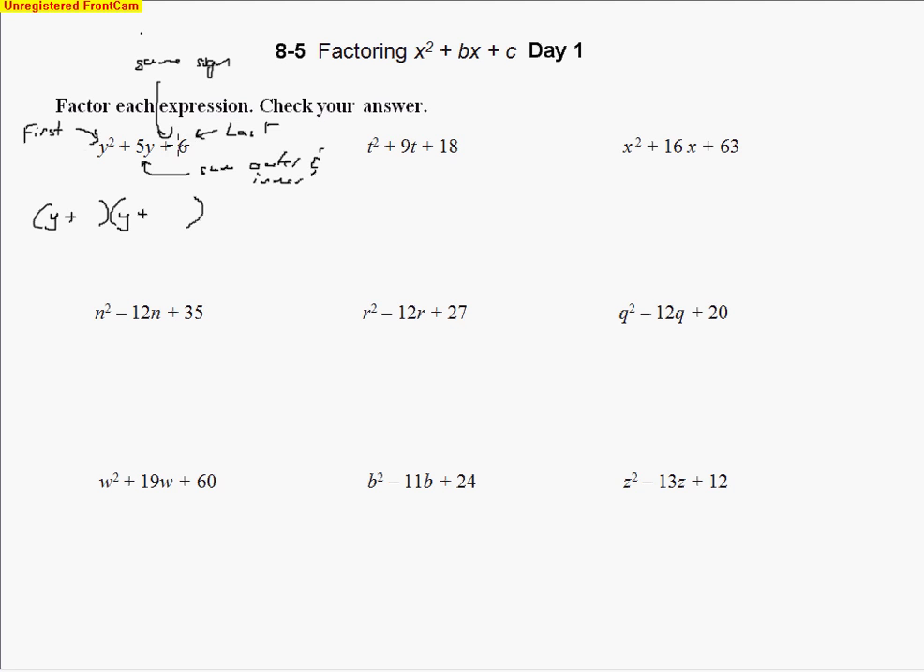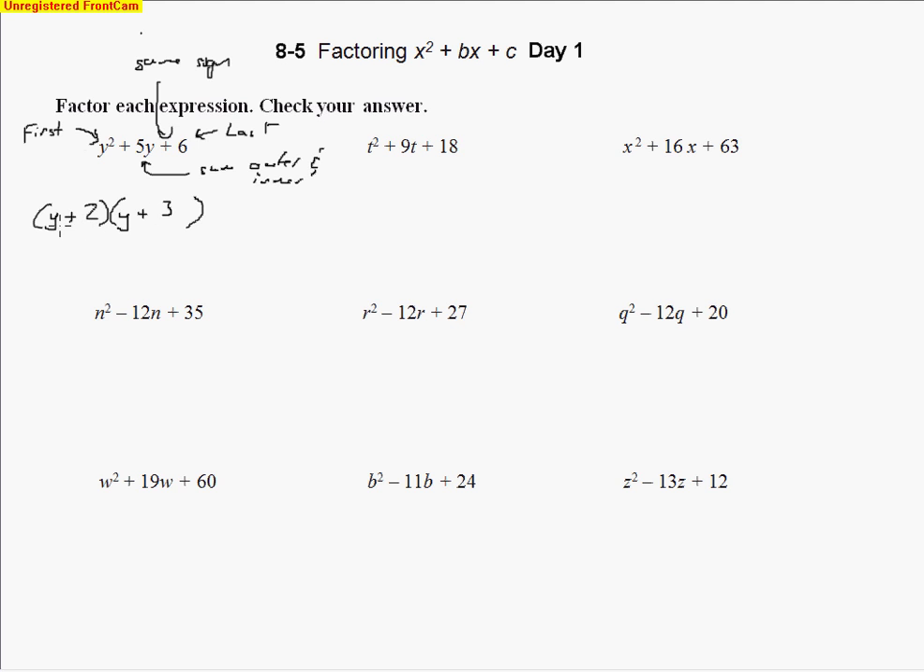Now I need to find numbers that multiply to make 6, but they have to add to make 5. So you see 6 and 1 multiply to make 6, but those add to make 7. So I'm going to try 2 and 3. And it doesn't matter the order, as long as you have those two numbers there, and it'll work.